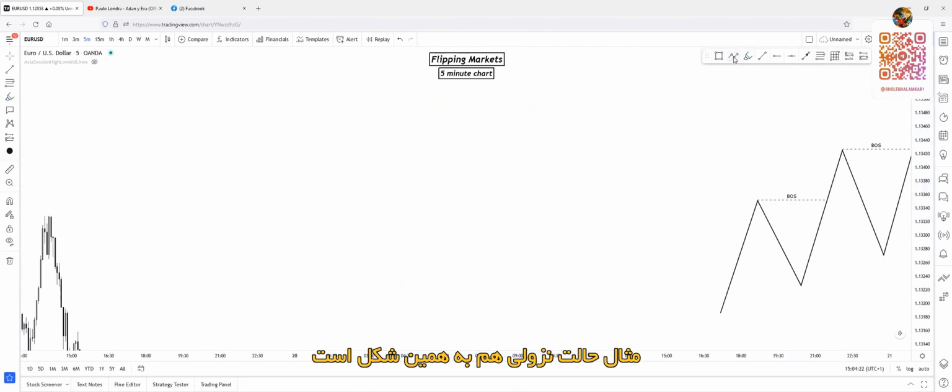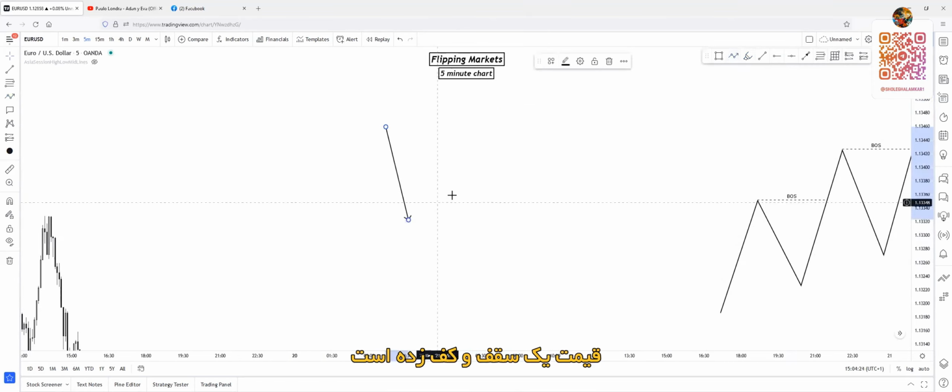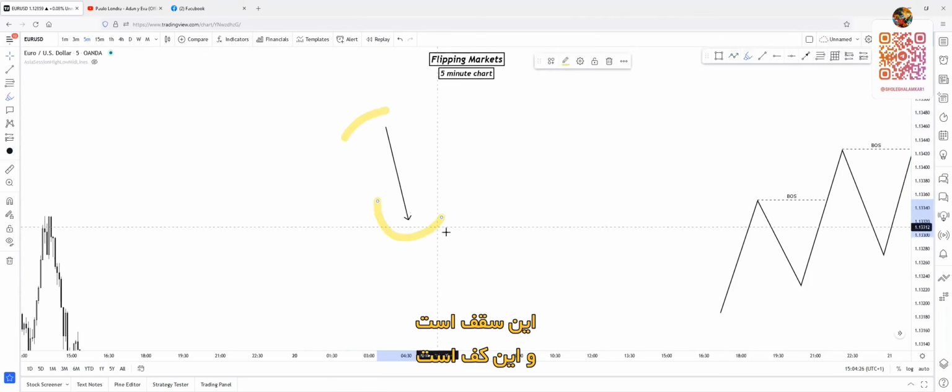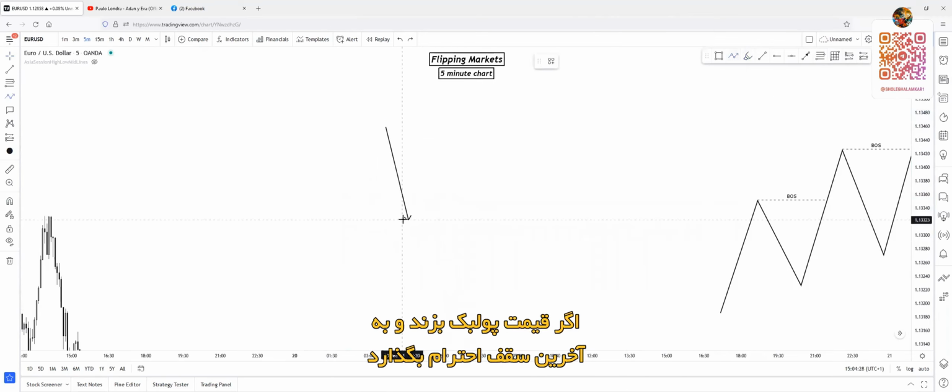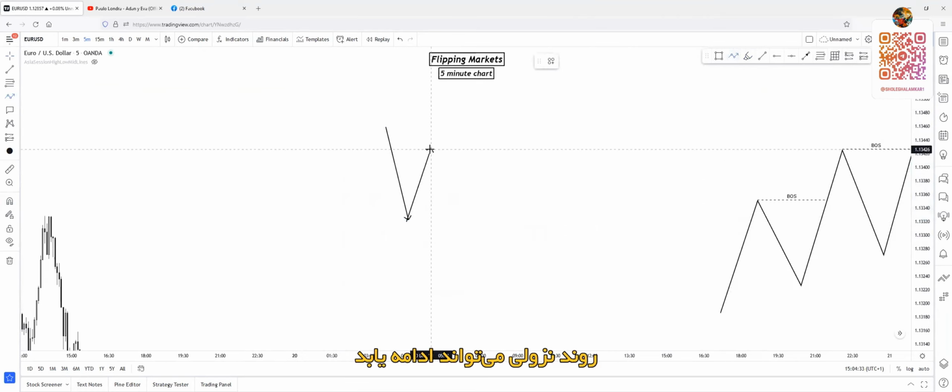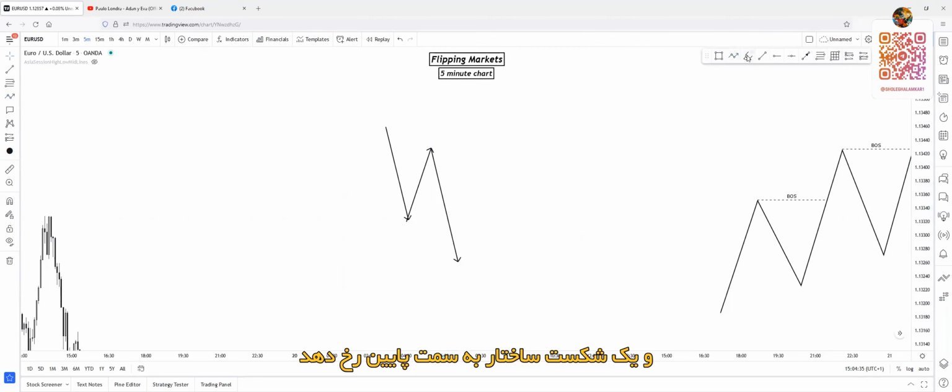The short example is the same. Price has a high point and a low point. This is the high point, this is the low point. If price creates a pullback and respects the last high point, it can continue the bearish trend and create a breakout structure to the downside. So here's a breakout structure to the downside.